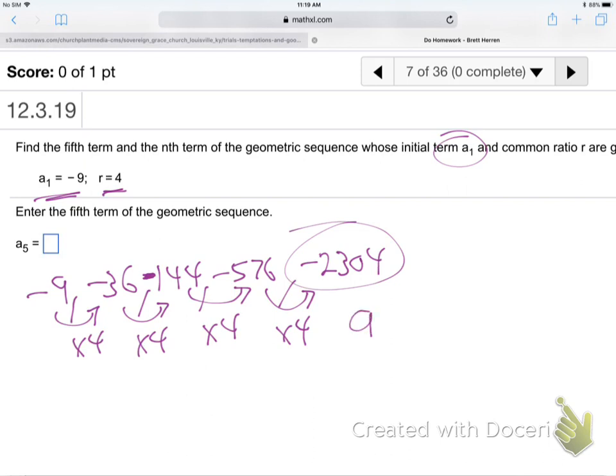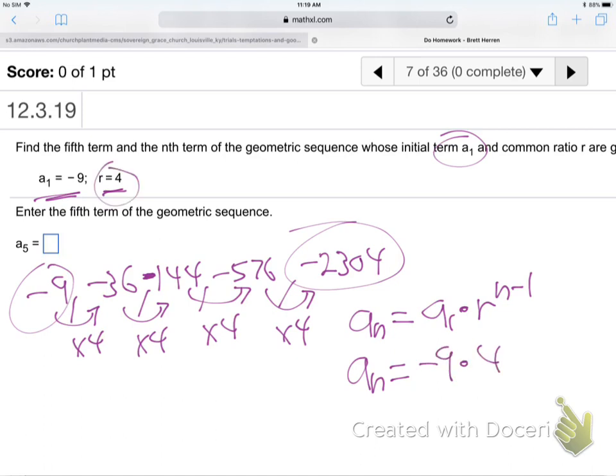And then can you write the A sub n formula? It's A1 times R to the n minus 1. So it's A1, negative 9, times R. What's the R? What's the ratio? It's right here, 4, to the n minus 1. There we go. Good? Questions? All right.